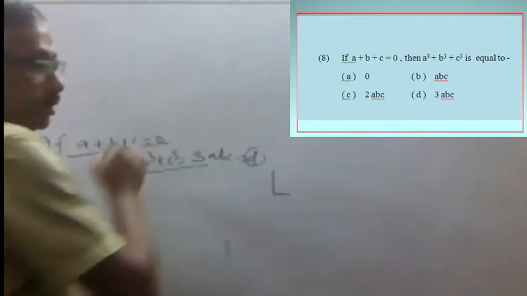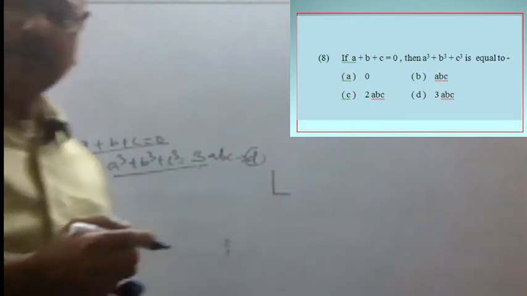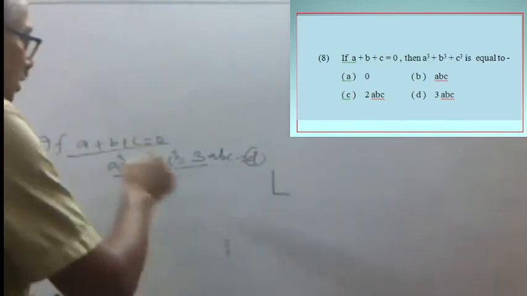Option D is the correct option. This is 3abc. Now how does 3abc come?